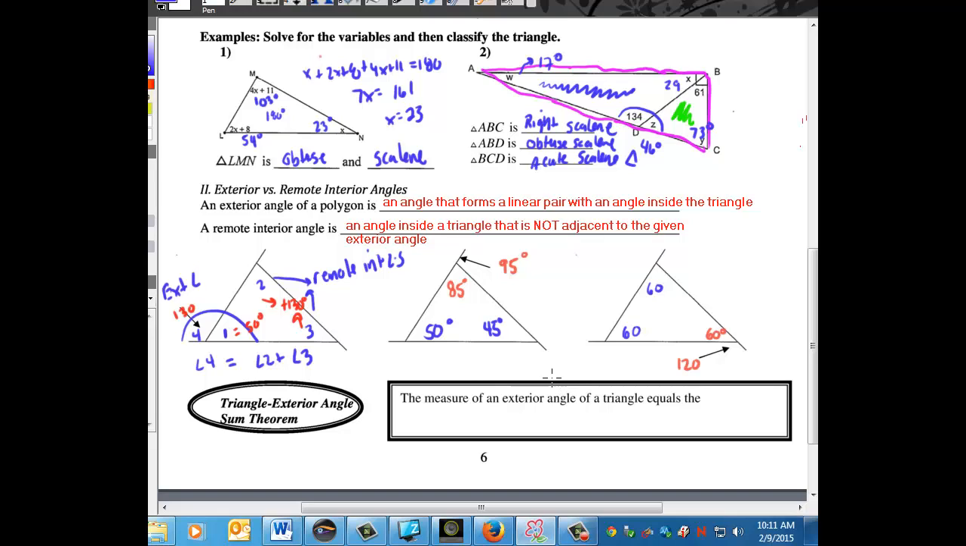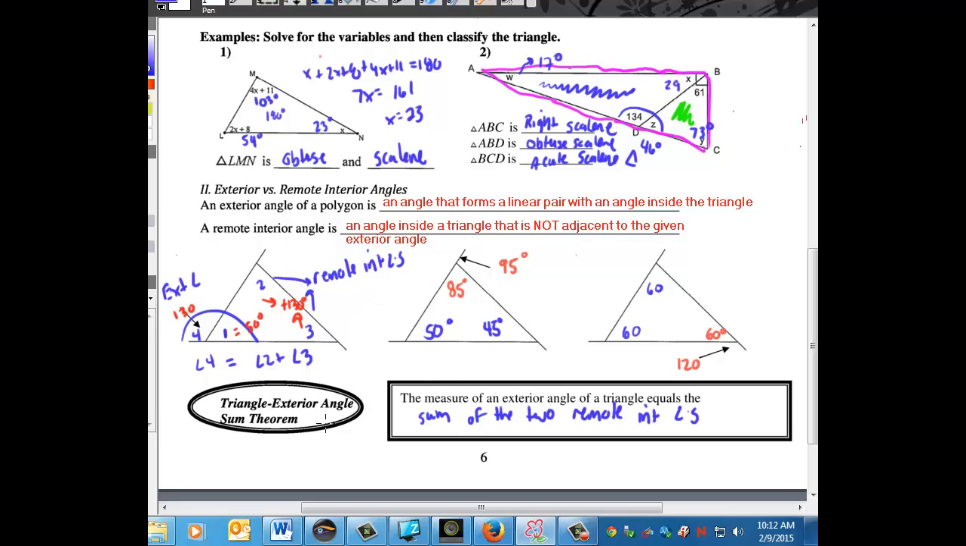Alright, the measure of an exterior angle of a triangle equals the sum of the two remote interior angles. And that's what we just got done explaining with all of these three drawings.